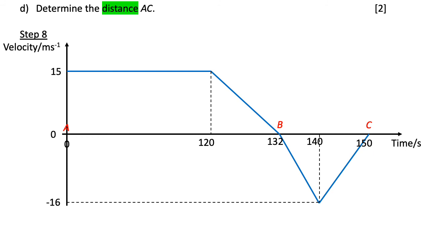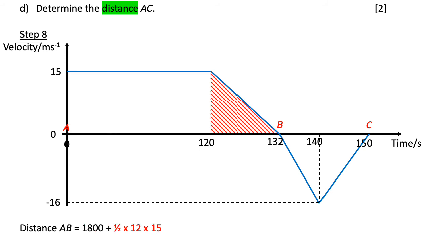Okay, here's the graph with all its detail. Let's break the motion down into its various components. The distance from A to B, I need to work out this area. That's the distance travelled during the constant speed part of the motion. So the area, that's just a rectangle, that's 120 times 15.